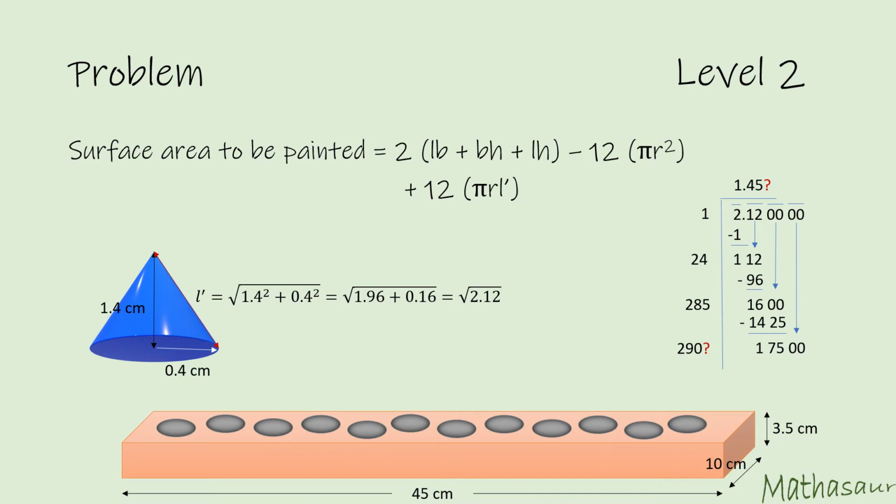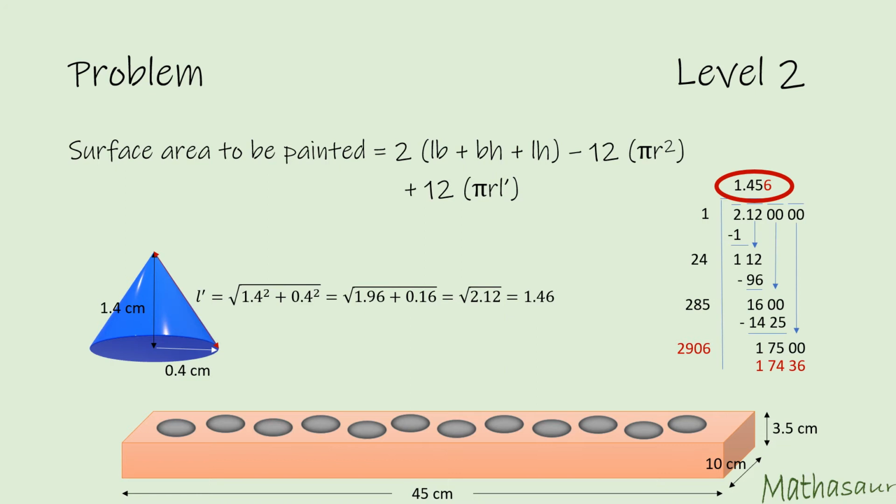Let us double the quotient again. So 145 times 2 gives me 290. Now what shall I put in place of the question mark? Let us try 6. Yes, that gives me a number less than 17,500. So my square root comes out as 1.456.